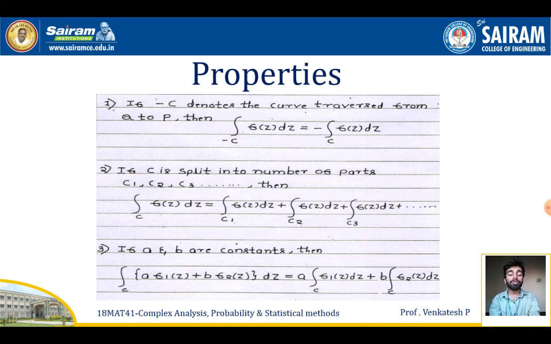The third property is also called the linearity property of complex integration. It is given by: if a and b are constants, then the integration over C of a f1 of z plus b f2 of z dz can be written, by taking the constants outside and integrating the functions, as a times the integration over C of f1 of z dz plus b times the integration over C of f2 of z dz.